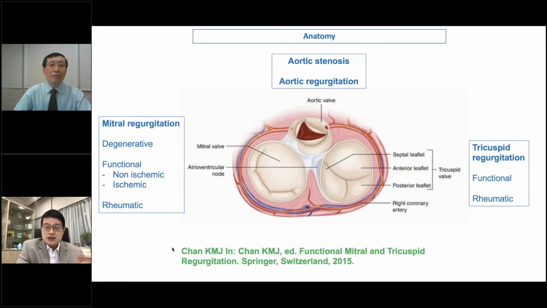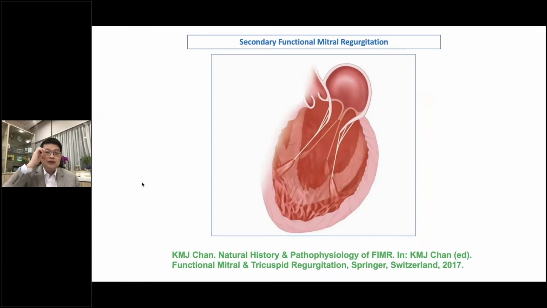There are 4 valves, as we know, and 3 of them cause problems in adult patients: the aortic valve, the mitral valve, and the tricuspid valve. We now move on to secondary or functional mitral regurgitation, where the mitral valve apparatus is actually normal, but the primary pathology is that of the left ventricle, the heart failure.